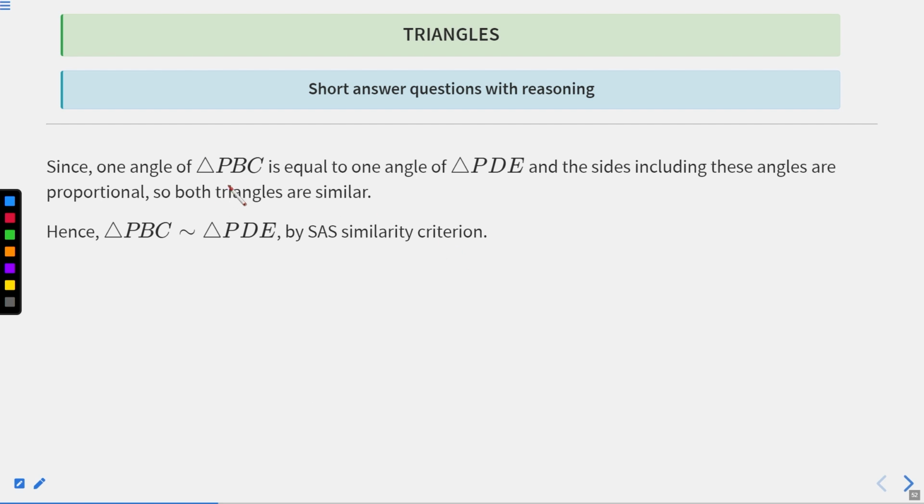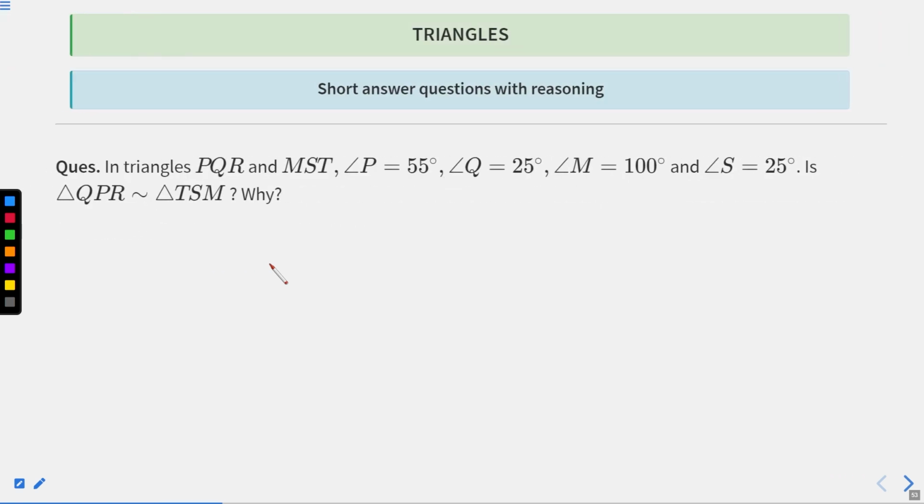So since one angle of triangle PBC is equal to one angle of triangle PDE and the sides including these angles are proportional, both triangles are similar by the side-angle-side similarity criterion. Hence triangle PBC is similar to triangle PDE. Now let us move to the next question.